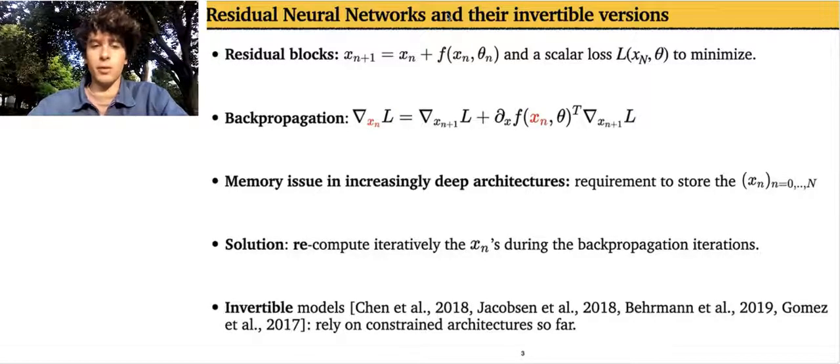One solution, however, is to recompute the activations iteratively during the backpropagation iterations. This gave birth to invertible models, among which neural ODEs, iResNets, iWaveNets, and RevNets. However, they all rely on constrained architectures so far, where it's necessary to change the neural network F in order to make a model invertible.